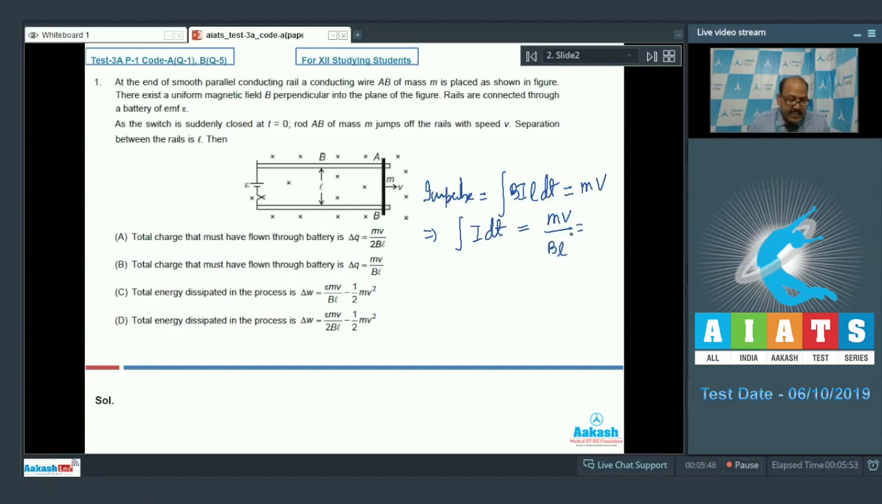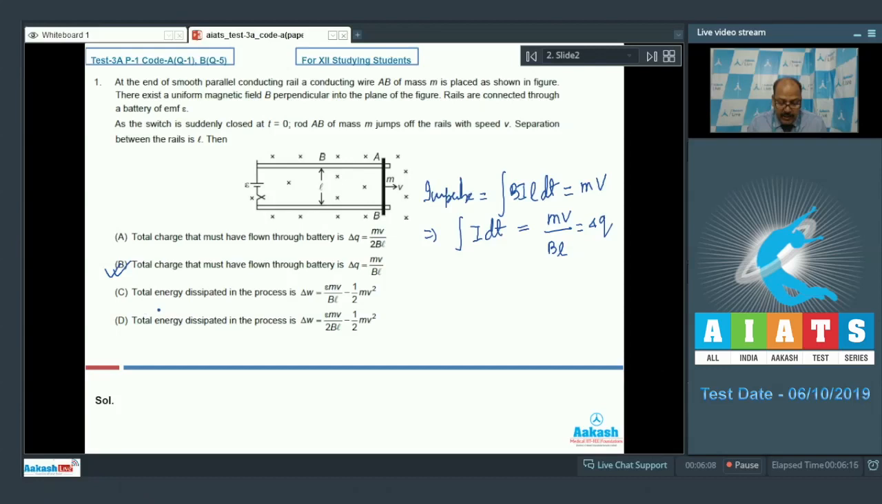Now what is integral I dt? This is the charge that has flown through any cross section. So this is matching with option B. The total charge that must have flown through the battery is delta Q equal to mv by BL. So option B is correct. Option A is incorrect. Let's evaluate option C and D now.